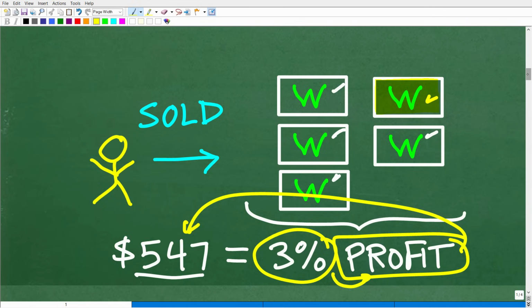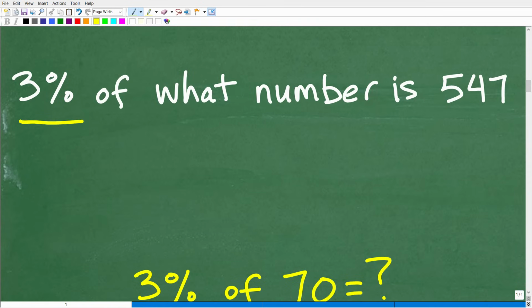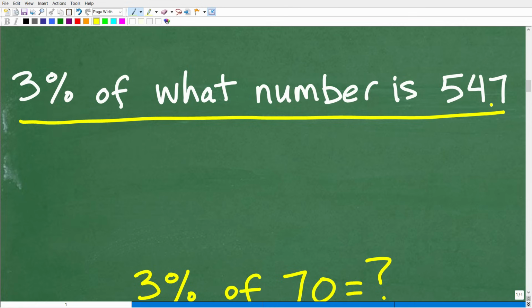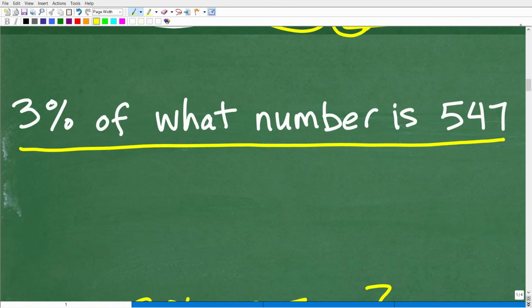So let's write this in a clearer way. 3% of what number is 547? All right, so this is a percent problem. Now, we're going to review percent very quickly here, but for those of you who feel like you are a percent expert, there are different ways you could approach this problem. As long as you can answer this question effectively and without guessing, whatever technique you use is perfectly fine. But of course, you need to be able to answer a problem like this, right? So 3% of what number is 547?